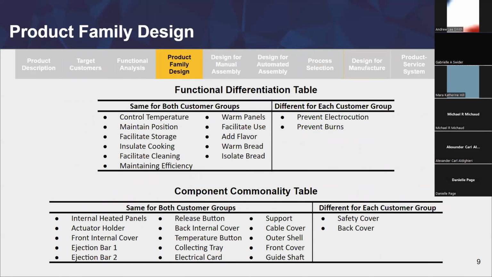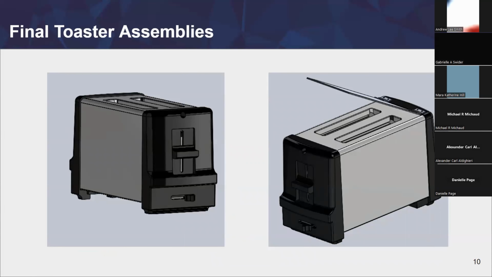Next, we created a functional differentiation table, which was used to split up the functional requirements that were the same for both customer groups and different for each customer group. And using that, we created the component commonality table, which split up the components into components that are the same for both customer groups and different for each customer group. Using those two, we were able to create the final toaster assemblies.